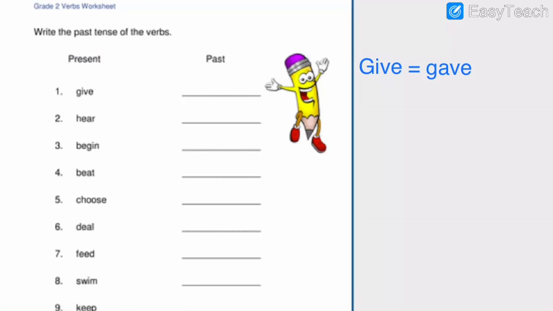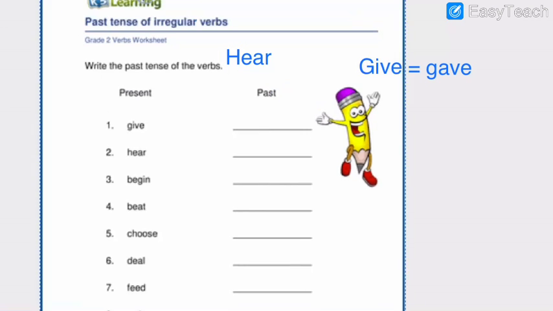I gave you my pencil yesterday. Return it back to me. Or I gave you my book to complete. Please return it back to me. So, this is how we can use this word gave. Next is hear, H-E-A-R. Let me write the question.